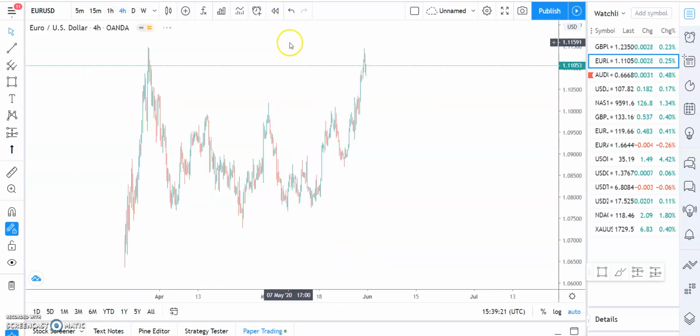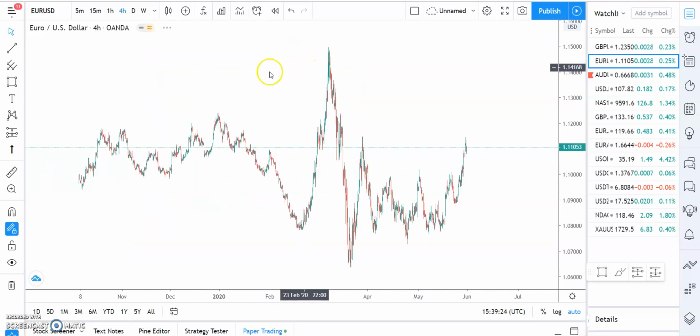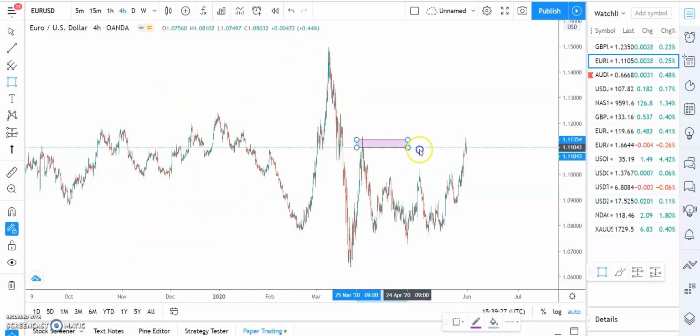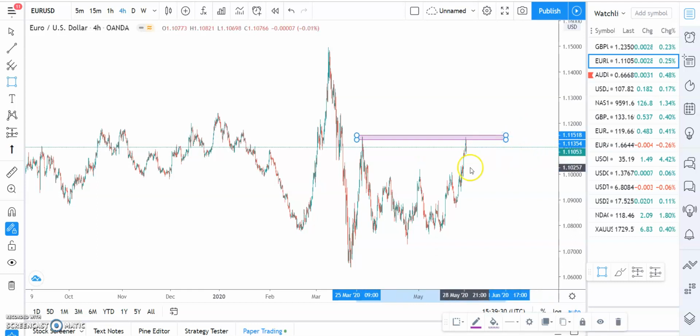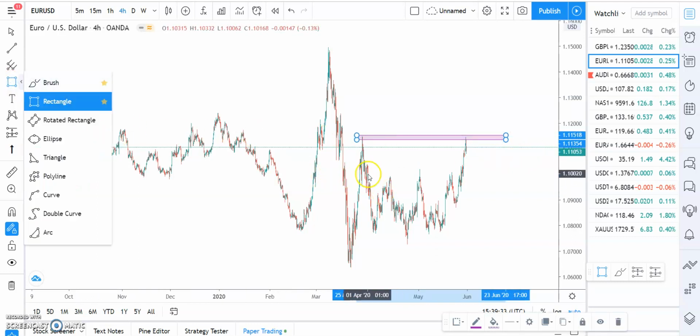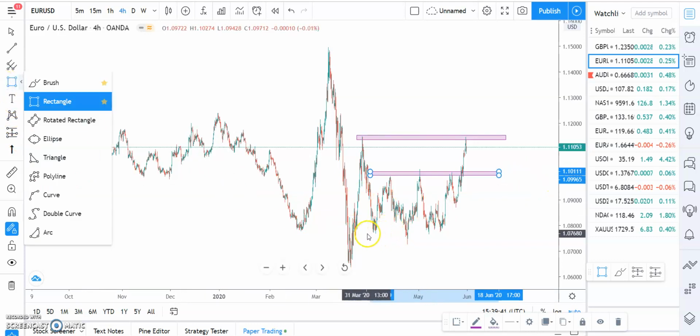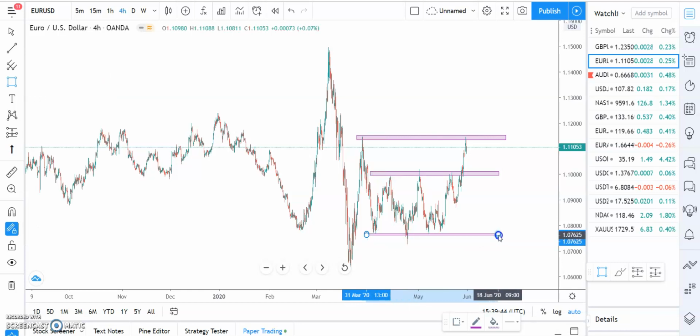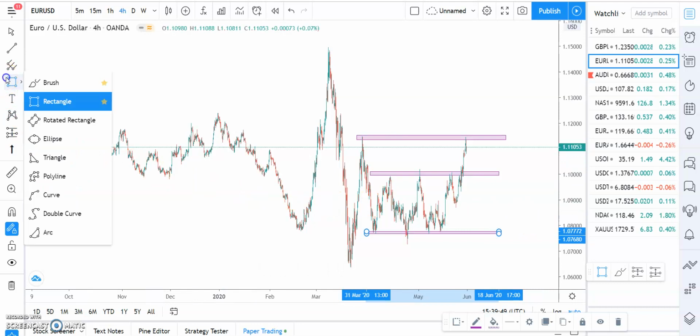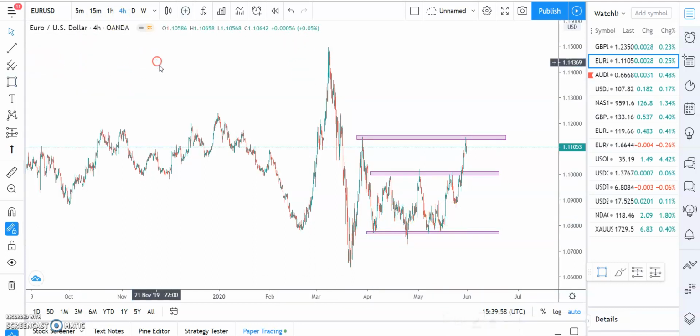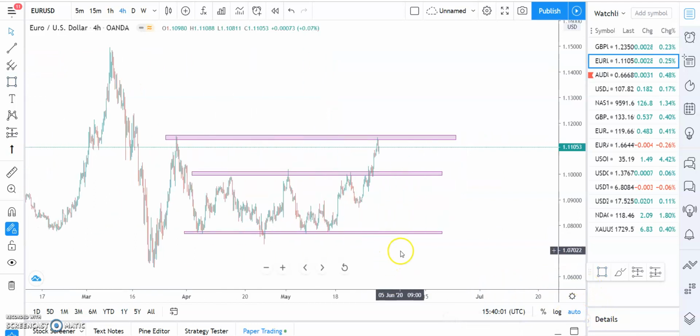Okay, fine. Okay, let me just label. I think you can clearly see them now. This zone, we have another major zone here. We have another one here, and yeah, we have another one here, but it's not of importance right now, right? So this is basically what we have on Euro USD.